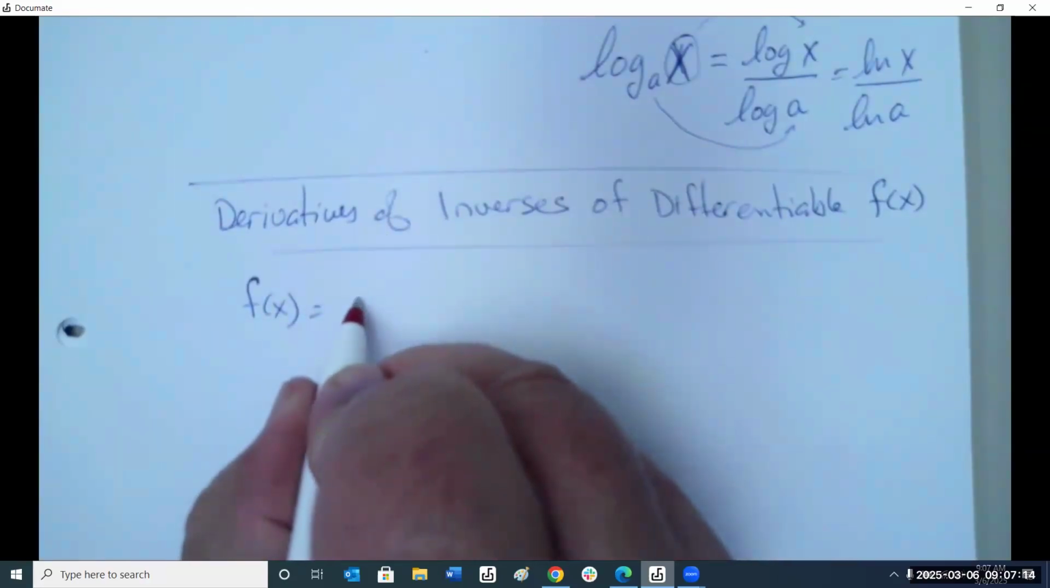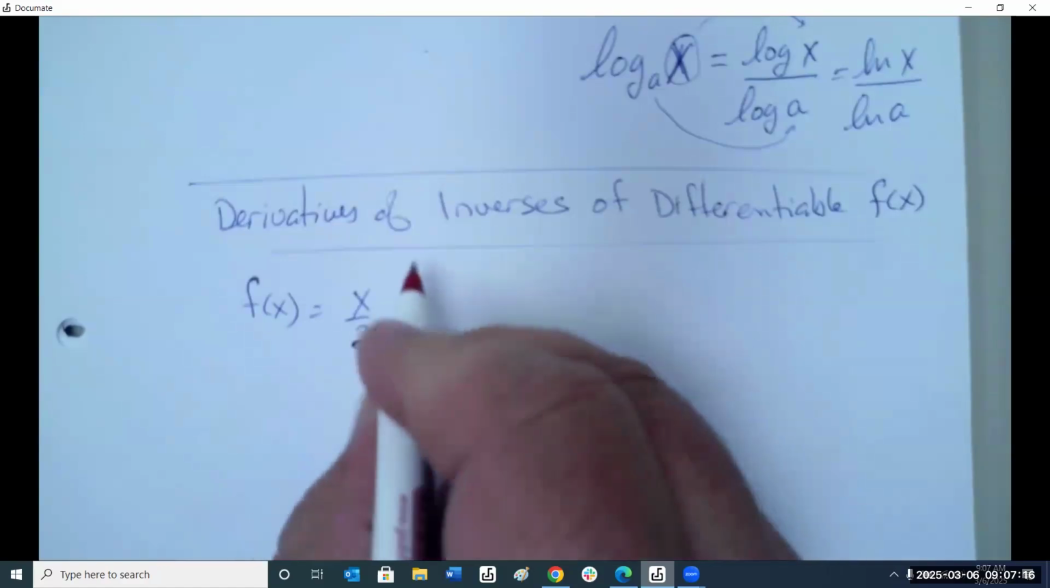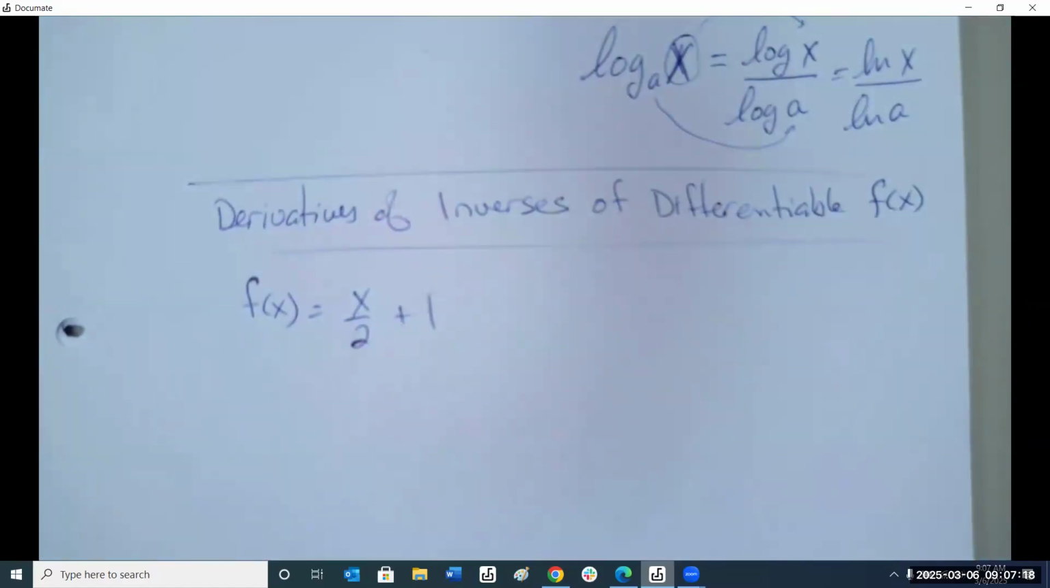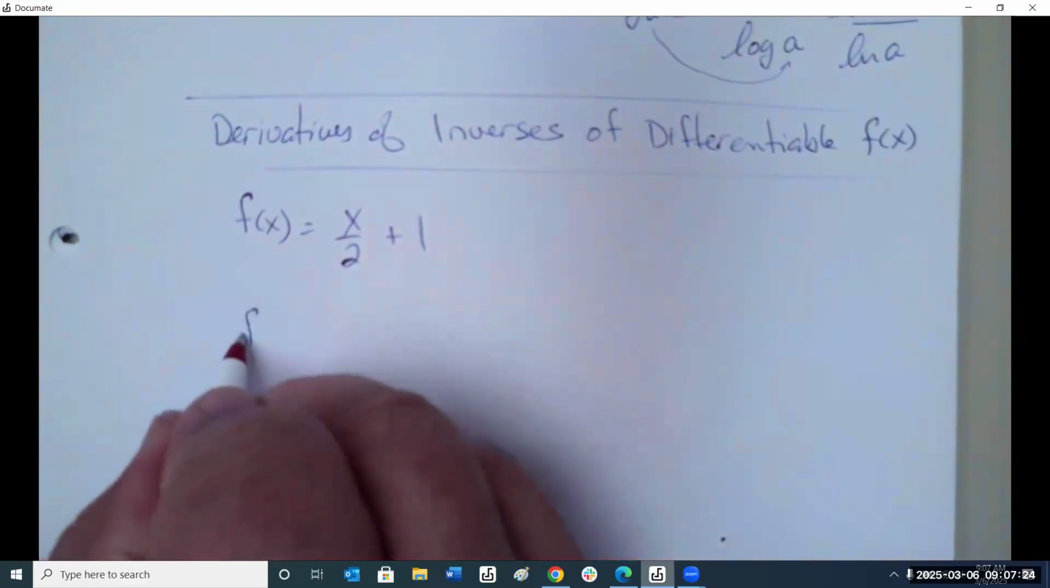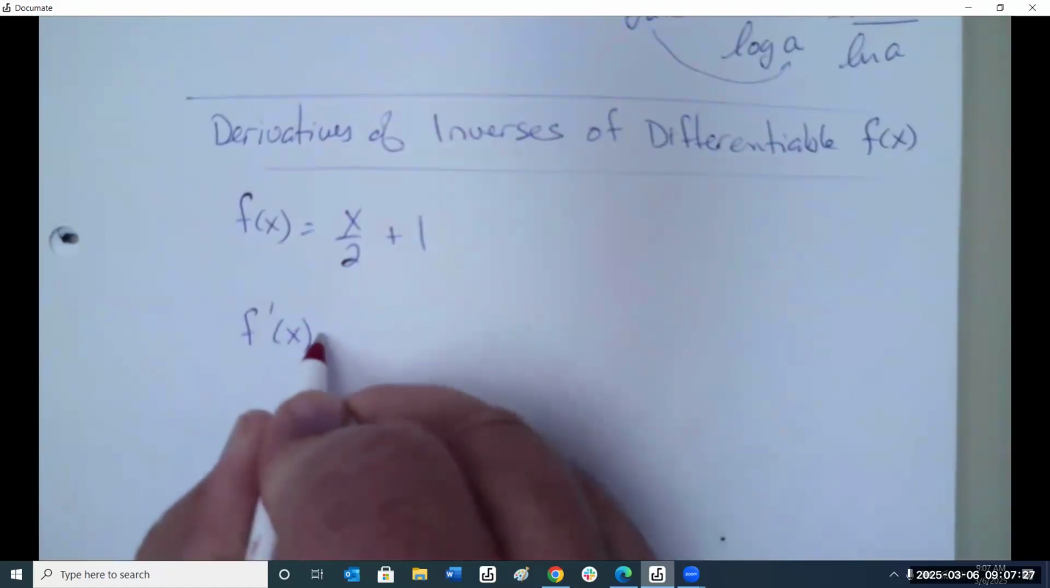f of x equals x over 2 plus 1. What's the derivative of this function?